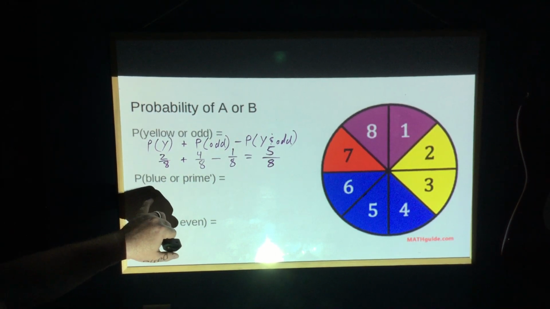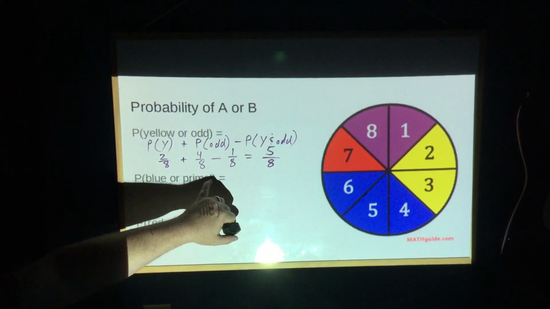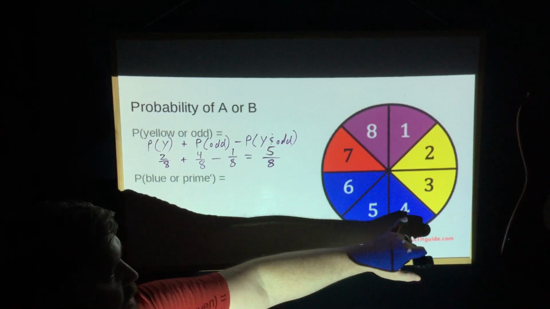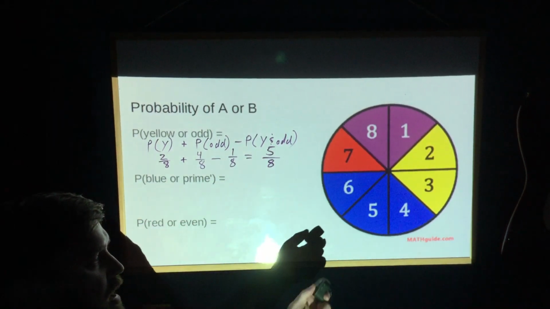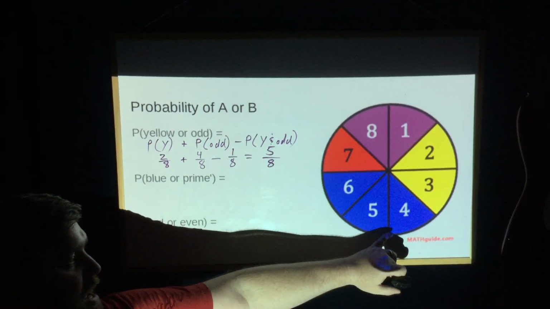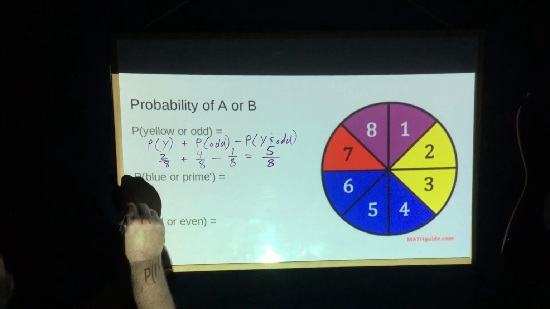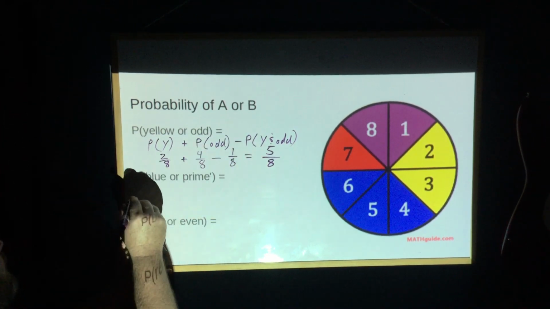Now we want the probability that it's blue or not prime. Remember, that little apostrophe means it's the complement. Well, we have 2 blue wedges that are blue and not prime. 4 is not prime and 6 is not prime. So again, this one is not mutually exclusive.